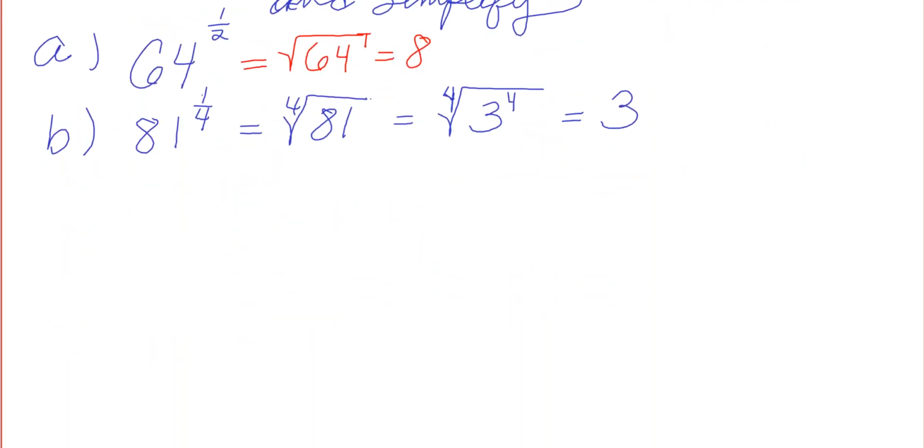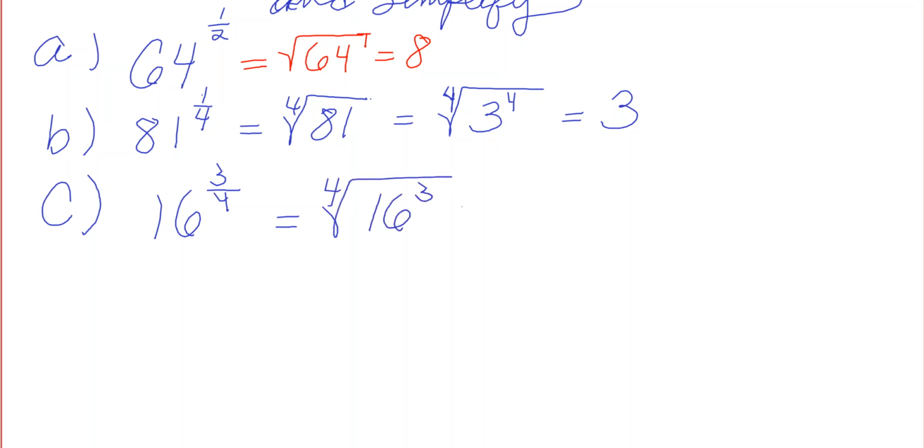Let's do some more. So here's where usually people have a little bit of struggle bus. So say I've got 16 to the 3/4. I've got some choices. There's 2 ways. I could write this as the 4th root of 16 to the 3rd, or I could do the 4th root of 16, and then raise it to the 3rd power.